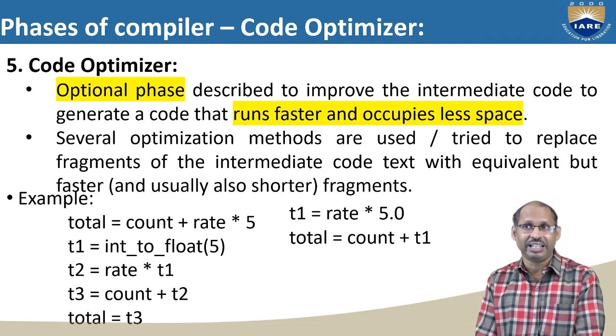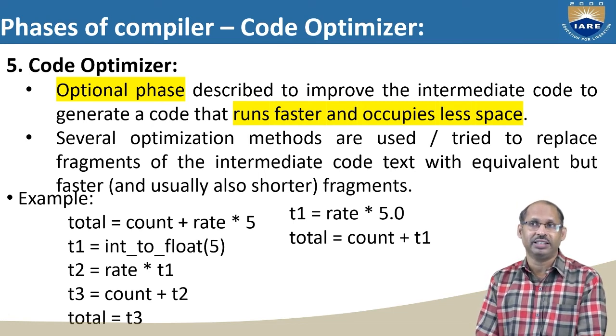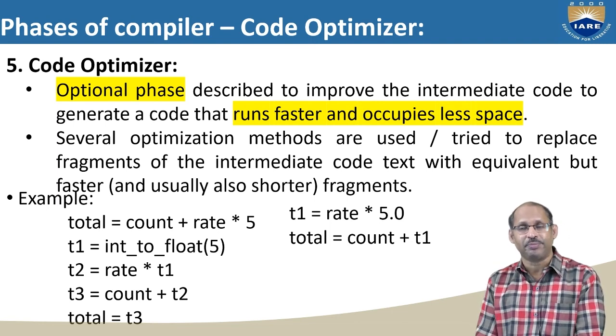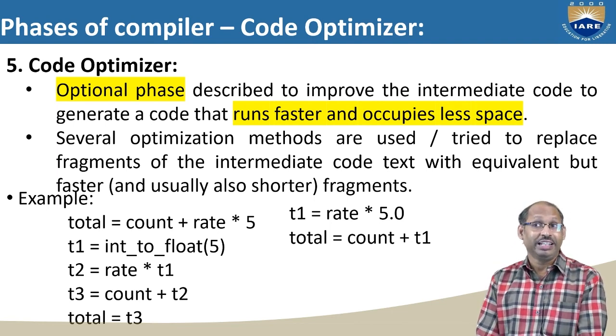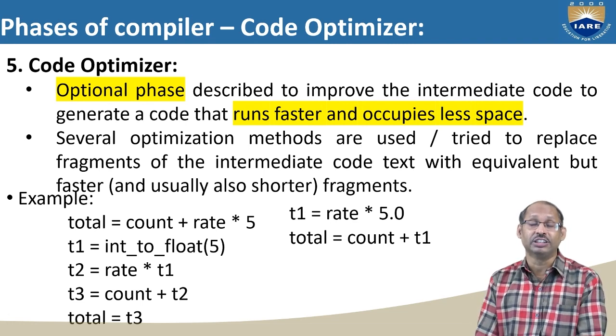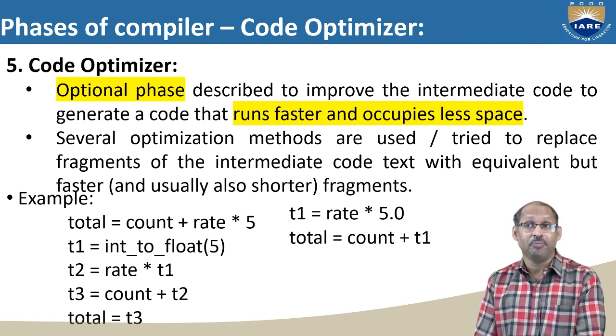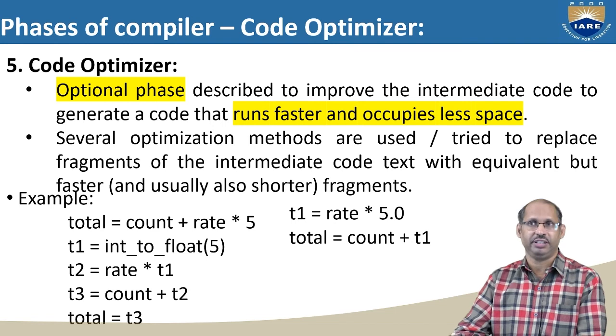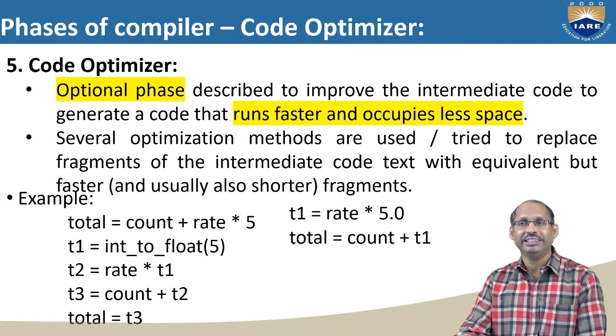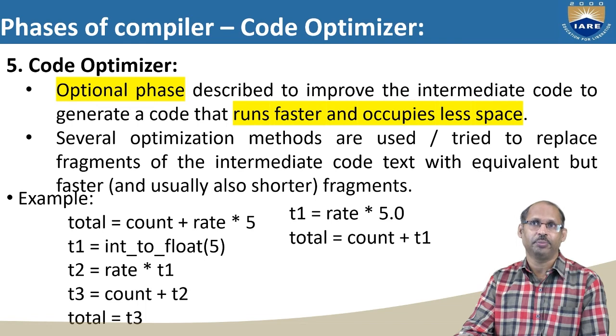But the resultant optimized intermediate code has 2 assignment operators, 1 multiplication, and 1 addition. So the number of operations and the number of statements are both reduced. It takes less space so that execution will be faster. And it will not change the output. Output will never change, but the program becomes more efficient, right? That is the task of the code optimizer.